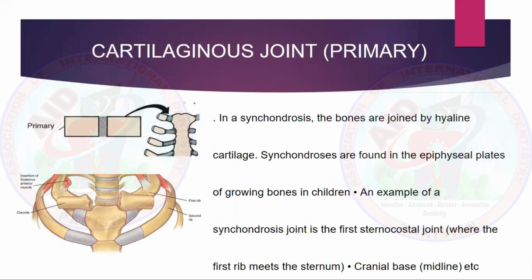In the primary, you will see the joint is by hyaline cartilage. The best example is the sternocostal joint, where the first rib meets the sternum. This is the first rib and this is the sternum, and they join with each other by means of clear hyaline cartilage. This joint is very important because it gives a very limited movement as well.